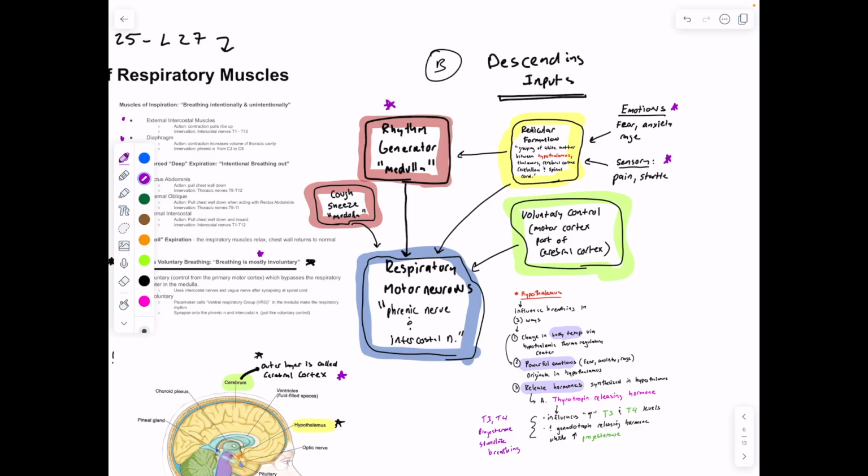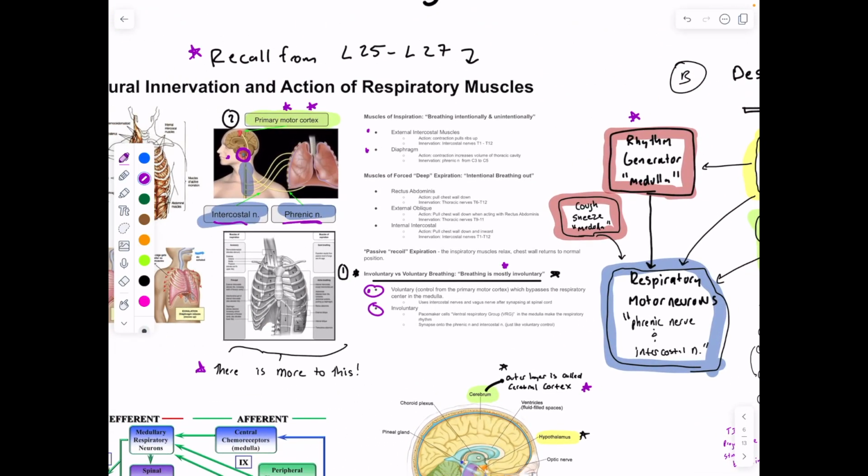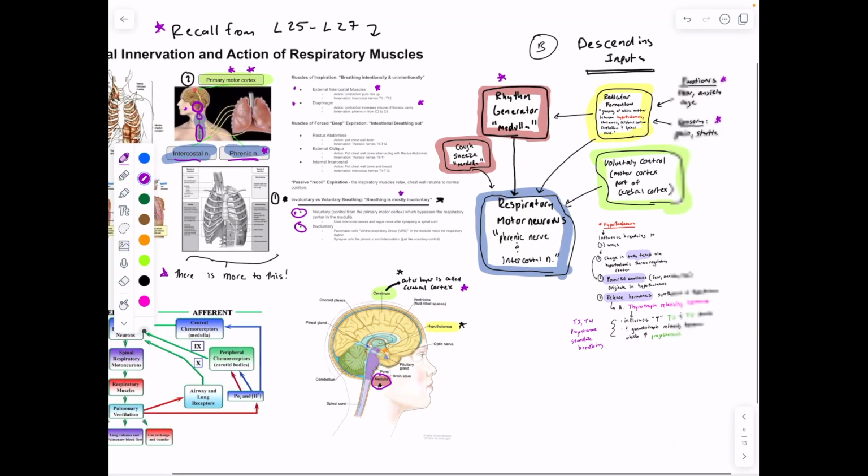We have our rhythm generator from the medulla, right here. Then those are going to synapse with the motor neurons in the spinal cord, specifically the phrenic nerve, and then we have the intercostal nerves, which are going to our external intercostal muscles and our diaphragm for the muscles of breathing in. All right, we know that our spinal nerves are going to help with forced expiration, breathing out.